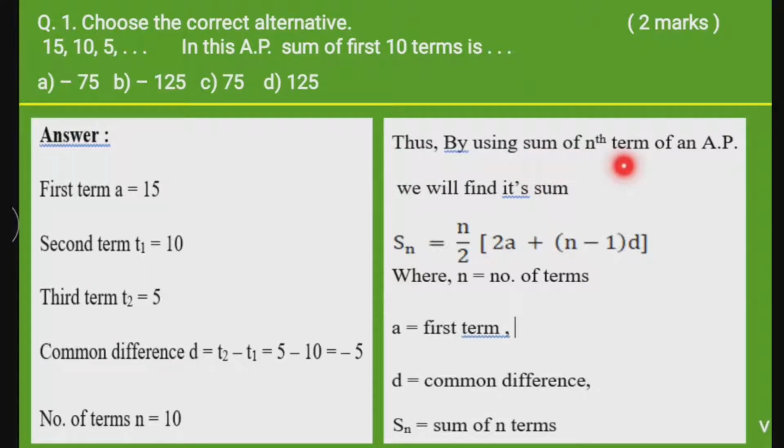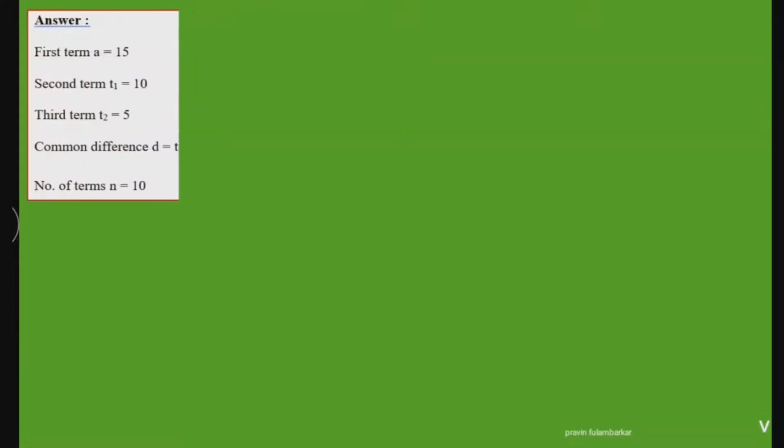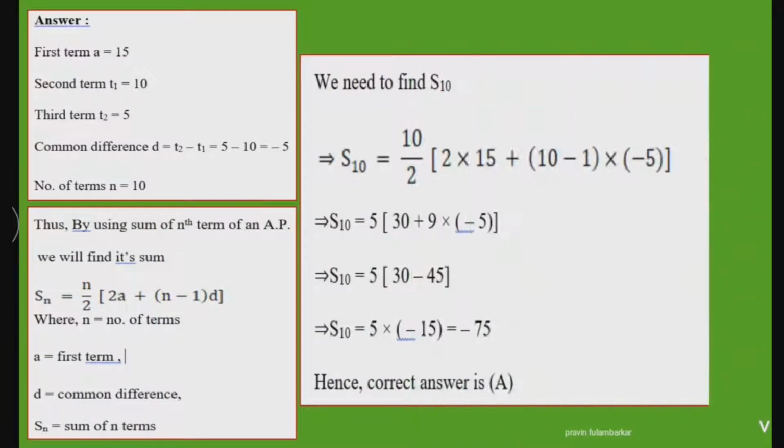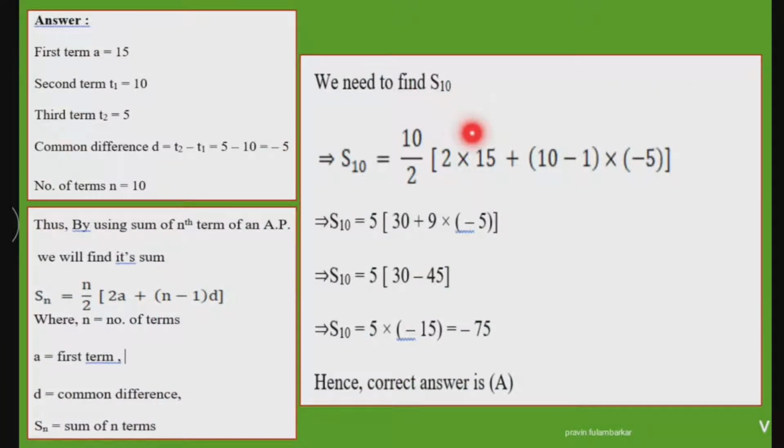By using sum of nth terms of an arithmetic progression, we will find its sum. So by using the formula Sn equals n by 2 into 2a plus n minus 1 into d, where a is first term, n is number of terms, d is common difference, and Sn equals sum of n terms. We need to find S10, so we use this formula. So we substitute values in this formula.